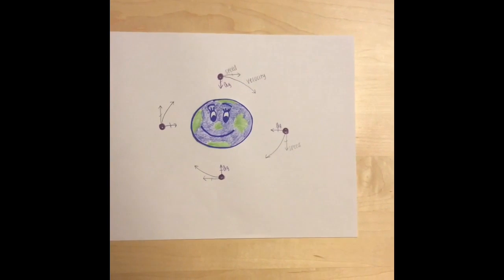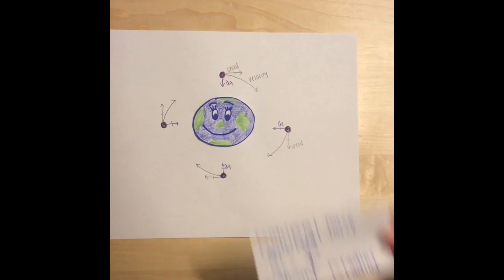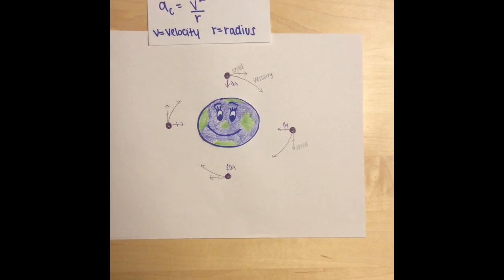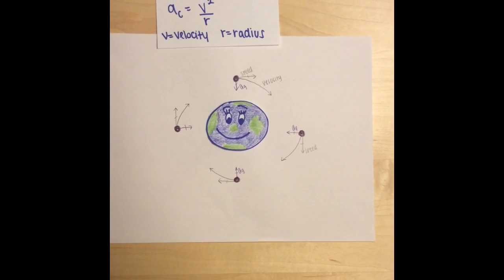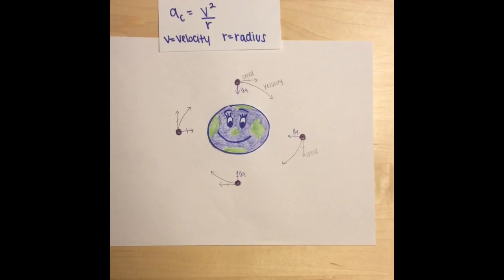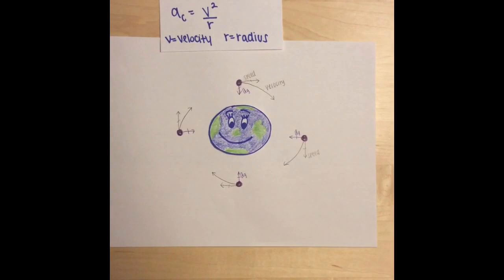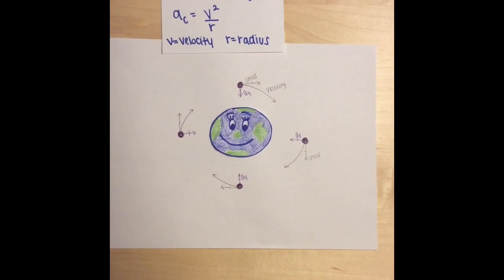Remember that force pulling inwards? Well, that's known as centripetal force. To calculate it, you only need the velocity and the radius. The model is a_c equals v squared over r, where v is the velocity and r is the radius. Let's work on some example problems.